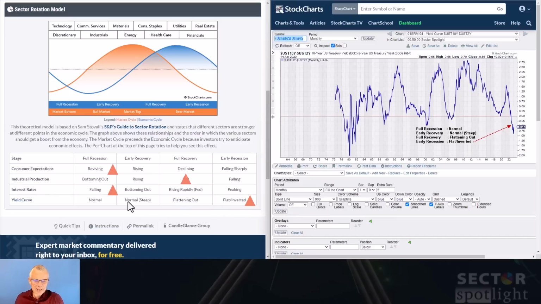And if we look at that, then we've got consumer expectations, full recession, early recovery. We've got industrial production flat. We've got interest rates, full recession, early recovery. And we've got the yield curve inverted.